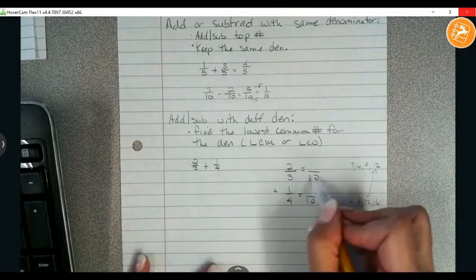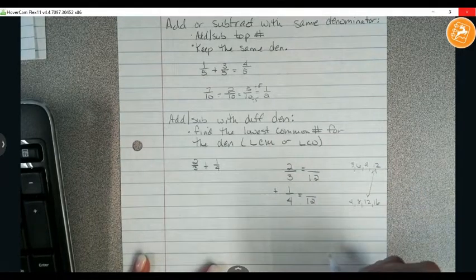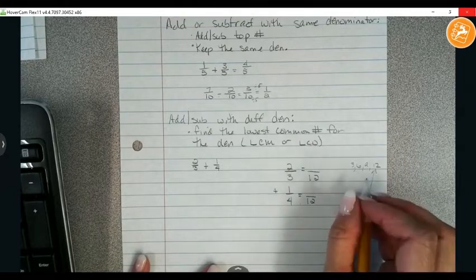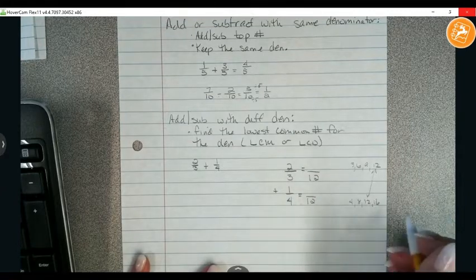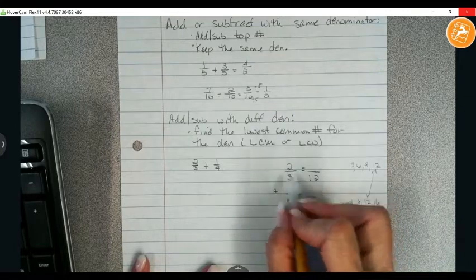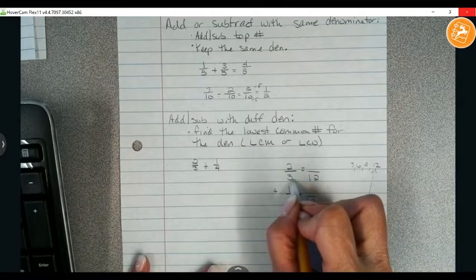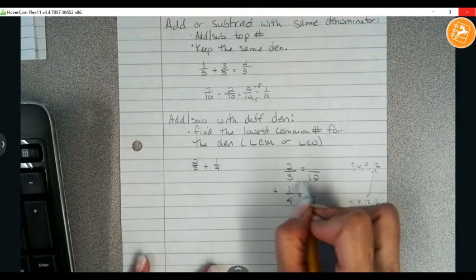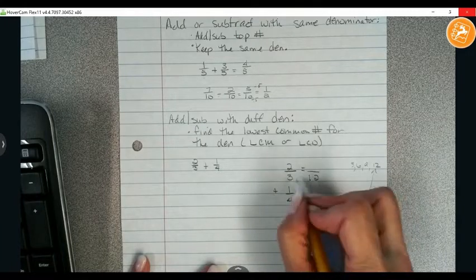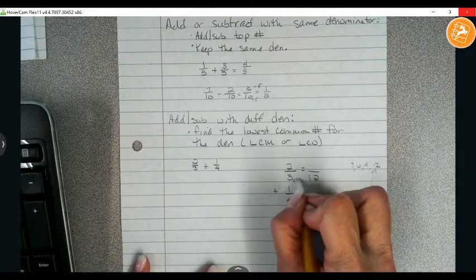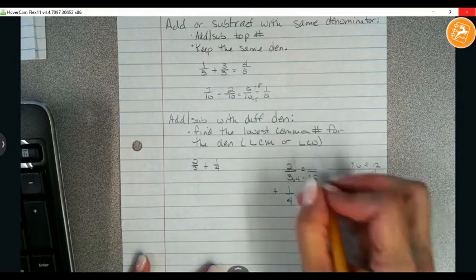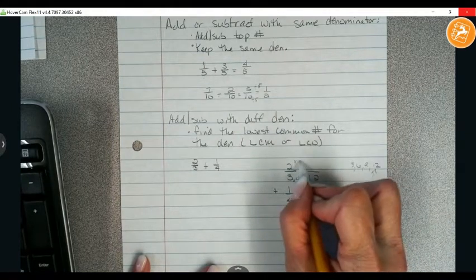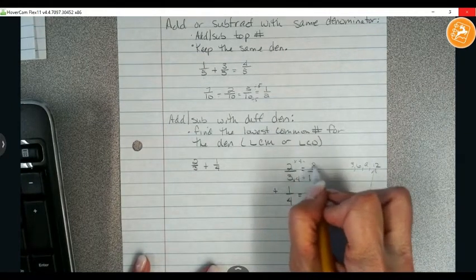So now I have two new fractions and they have the same denominator. So now I need to convert these to equivalent fractions. And the way we're going to do that is we're going to look at the denominators. How many times will 3 divide into 12? Or how many groups of 3 are in 12? So 3 times 4 equals 12. So I do the same on the top. 2 times 4 equals 8.